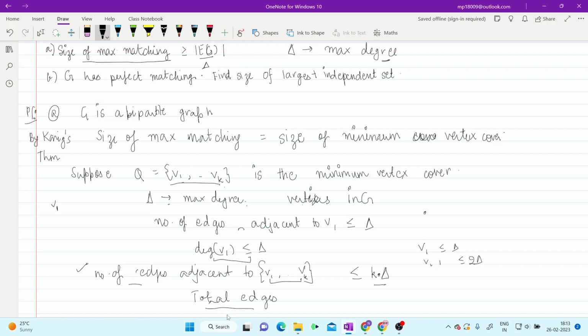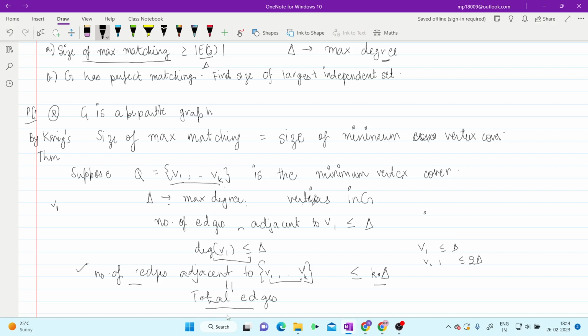Like, will it be one? So won't the total edges be equal to the number of edges adjacent to V1 through Vk? Because since Q is a vertex cover, any edge in G will have at least one endpoint which is V1, V2 or Vk. So all the edges are adjacent to at least one of these V1 to Vk.